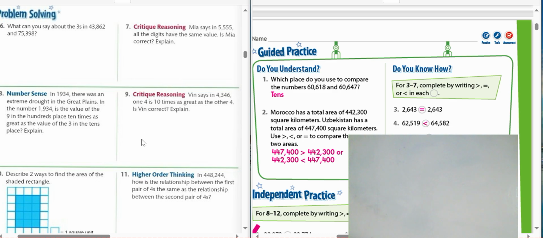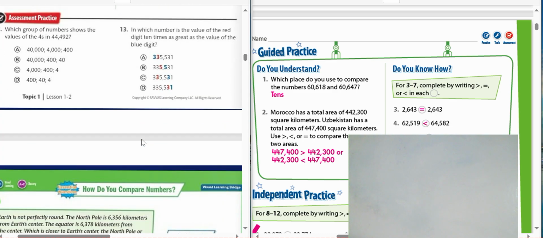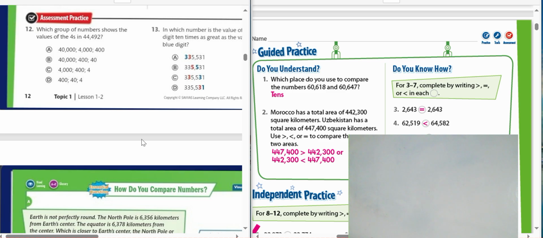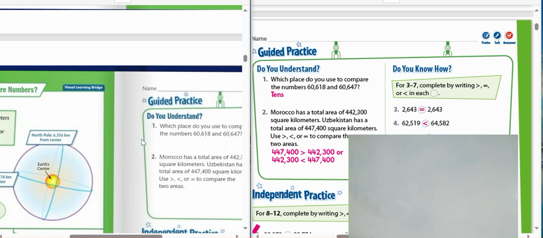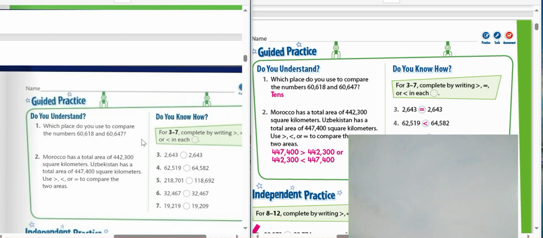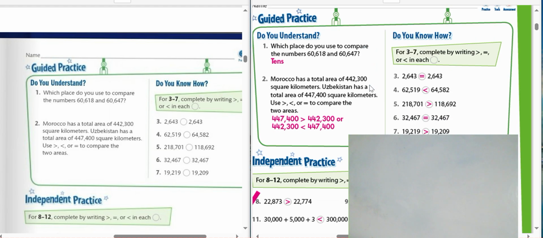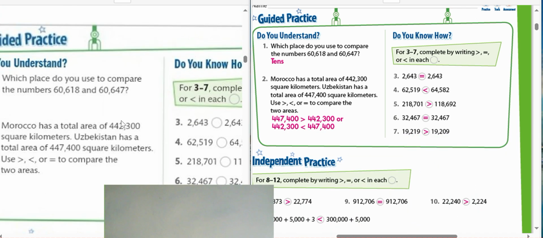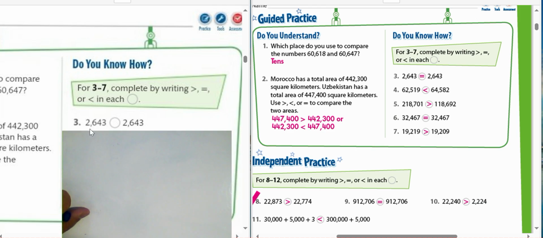Now we will explain this question. Next page. Can you see this example? Practice. If you want to compare two numbers, it is very easy for you to solve. Okay, look with me. To compare two numbers, you must check 2 equals 2, 6 equals 6, 4 equals 4, 3 equals 3. You must write equal to.